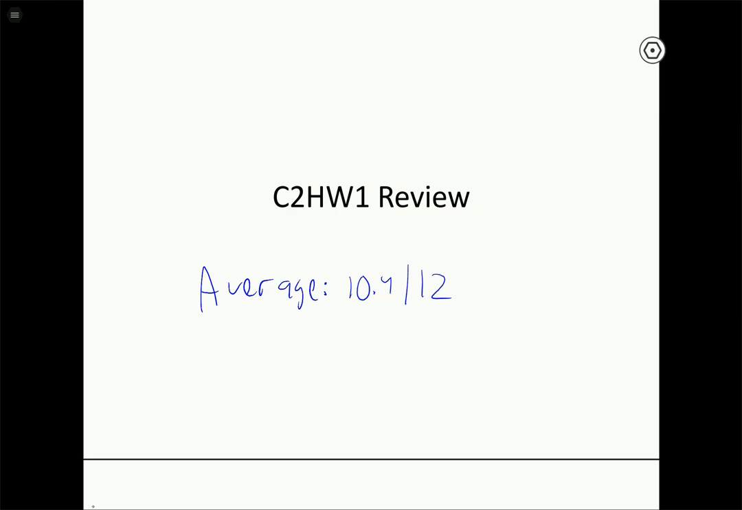If you think this is a grave injustice, just keep in mind that we do drop your two lowest homework scores, and the homework is only 6% of your grade, so a couple homework questions here or there is not going to really affect you in the long run. So please keep that in mind before you show up at my office with pitchforks.